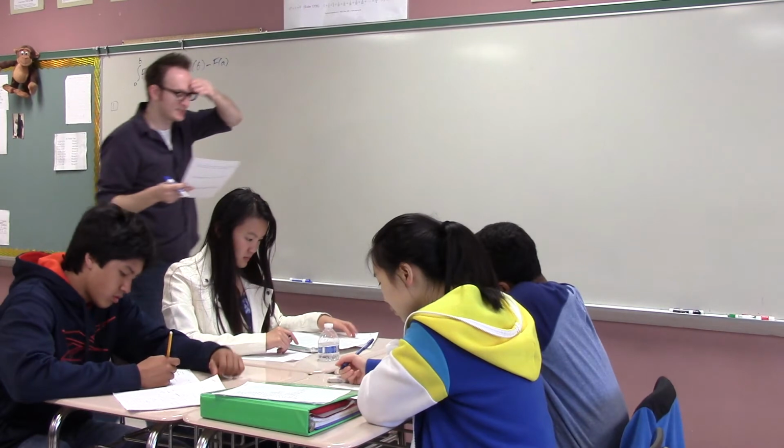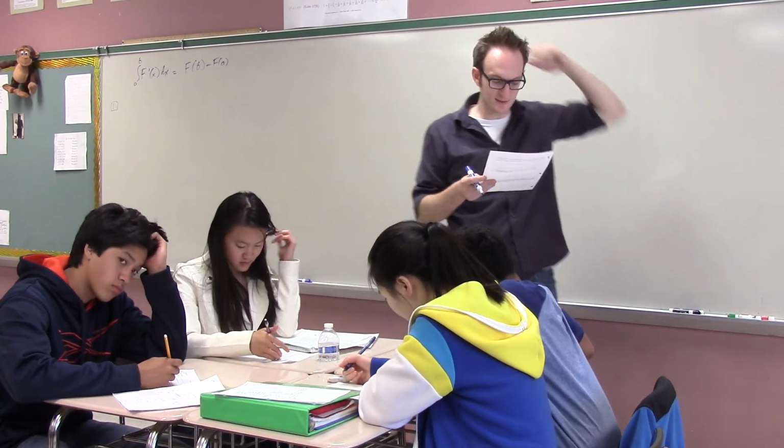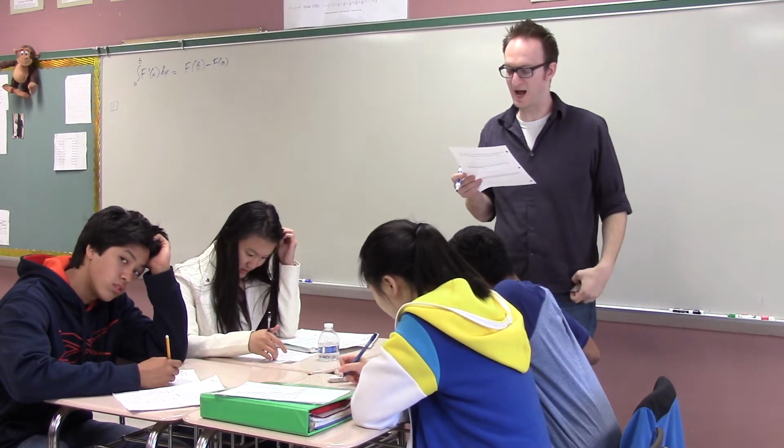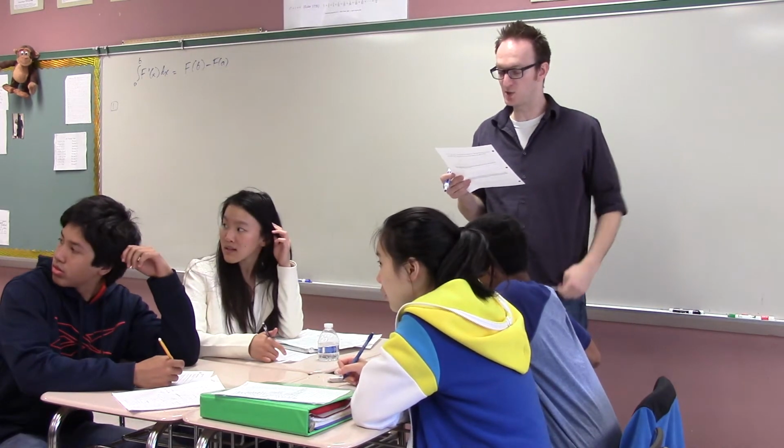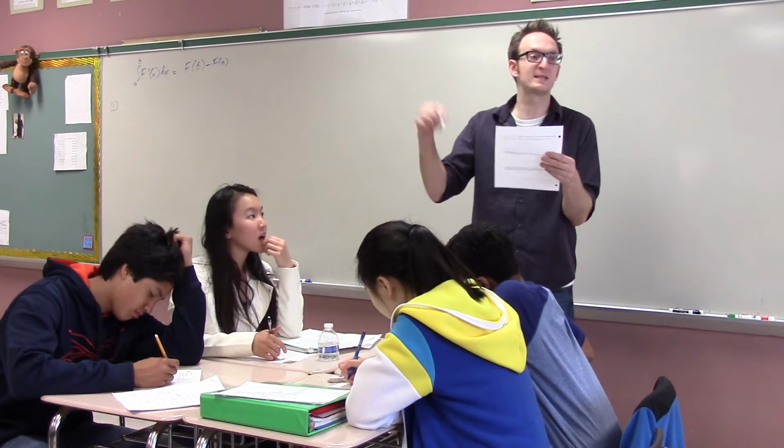If V of t, so let's read number 1 together. If V of t is the volume of water in gallons in a reservoir at a certain time t, where t is measured in hours, then its derivative is the rate of change.